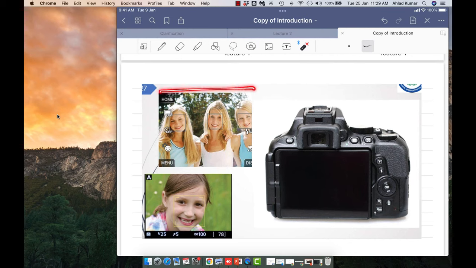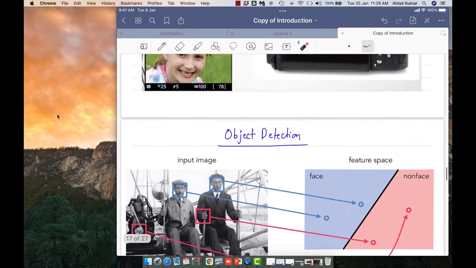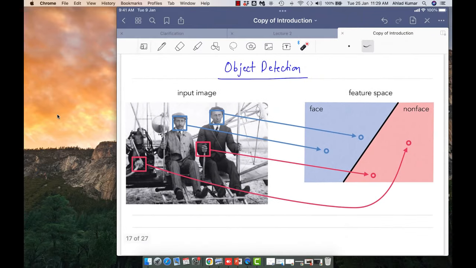So this is basically a smile shutter feature, and this is the face detection feature. Both these features will have a classification algorithm running inside this DSLR camera. So that is basically this thing which is shown over here.